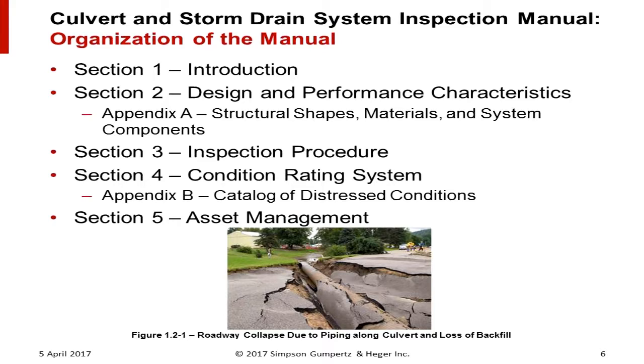Section 1 is an introduction. Section 2 discusses the design and performance characteristics. That goes hand in hand with Appendix A, which is the structural shapes, material system components. So Appendix A is really a precursor, if you will, to Section 2. That presents more of the basics for individuals that are new to culverts and culvert systems. They want to know what the common materials are, common shapes, and that kind of thing.